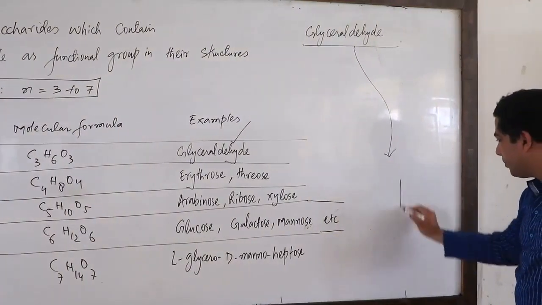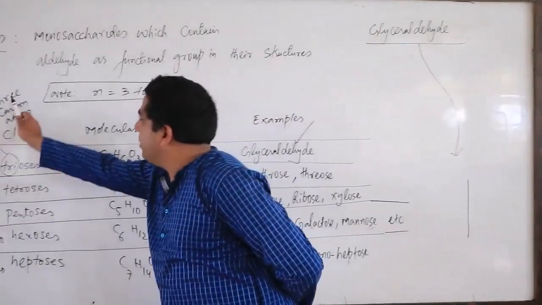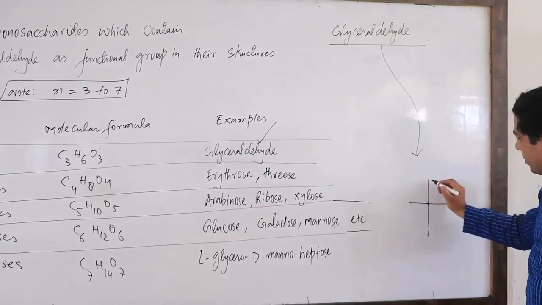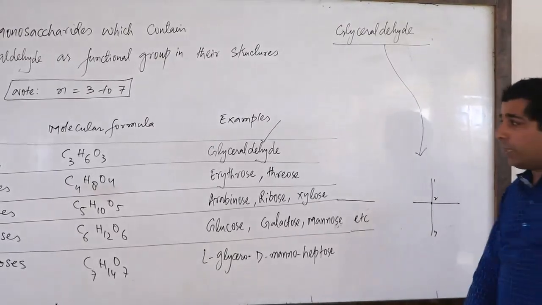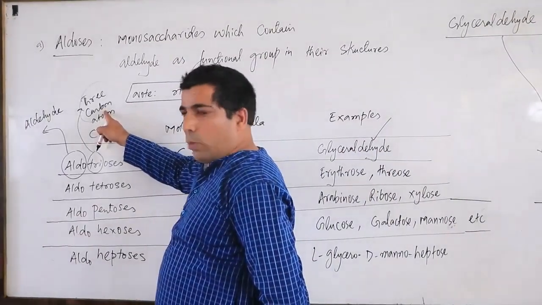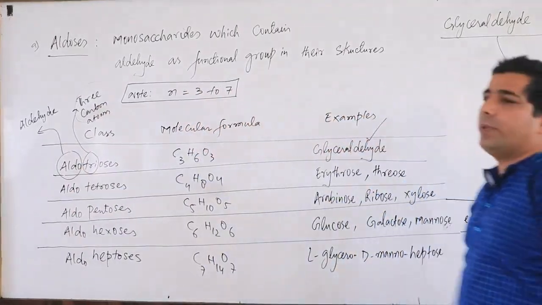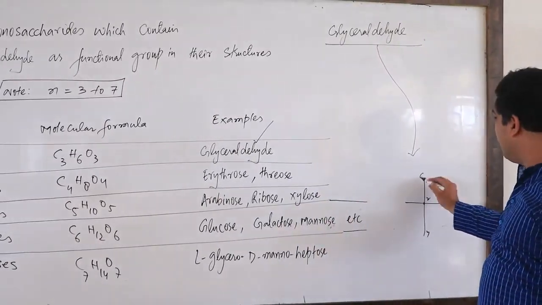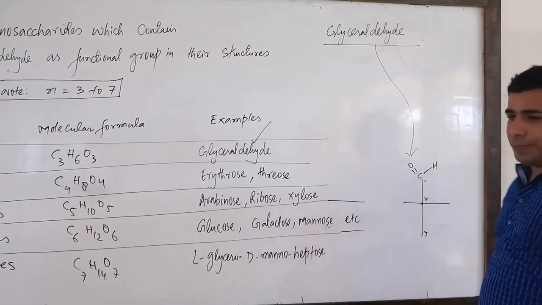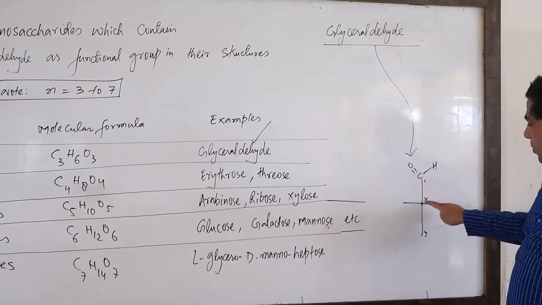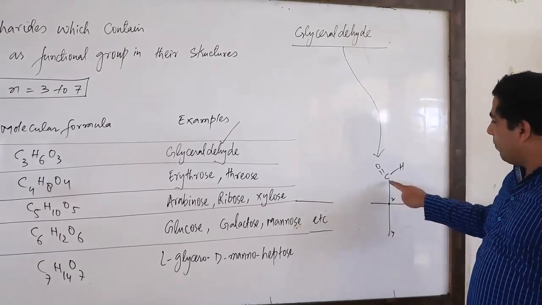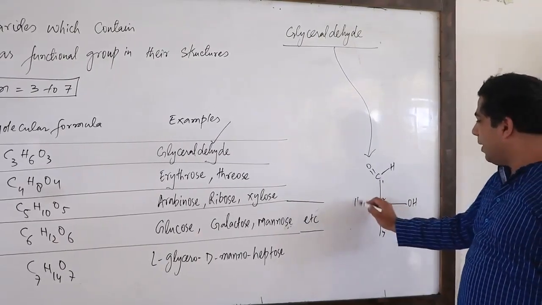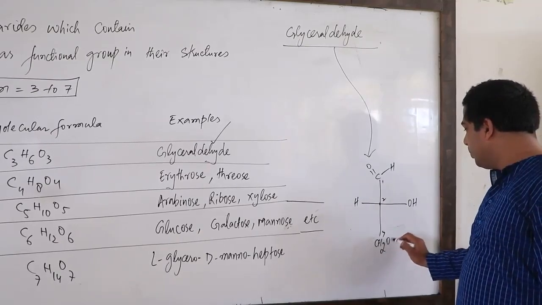So my dear friends, tri means it contains 3 carbon atoms. So 1, 2 and 3 carbon atoms. Out of these 3 carbon atoms, 1 carbon atom will be aldehyde, and obviously aldehyde comes at the terminal position. So aldehyde will come here at the terminal position. How many carbon atoms do I have? 3. 1, 2 and 3 carbons. And the first carbon is nothing but aldehyde. Now look at the second carbon, you will have OH here, H. And the third carbon will be CH2OH.